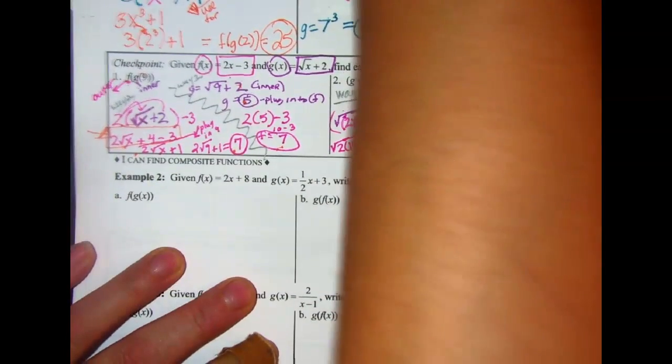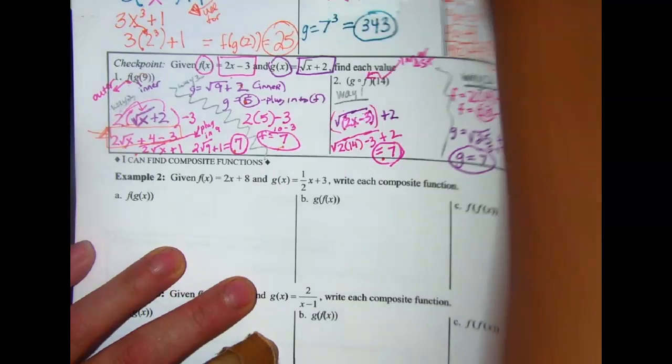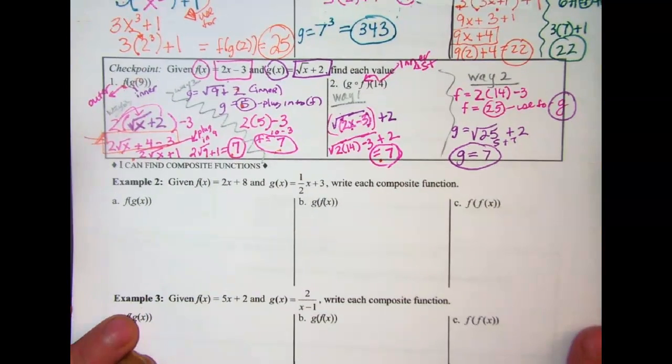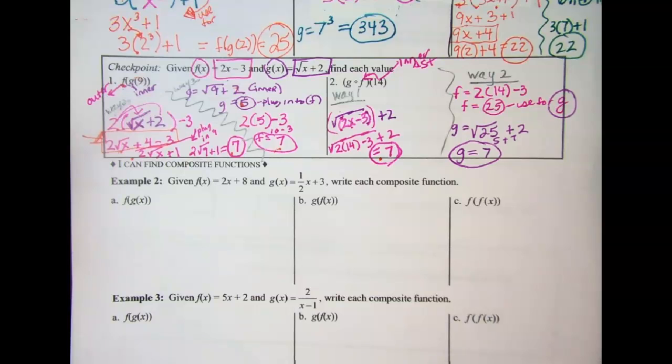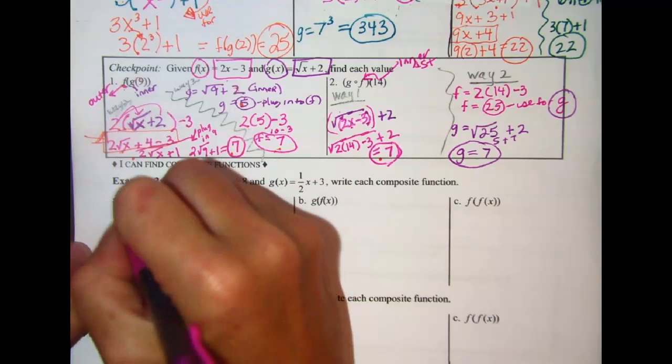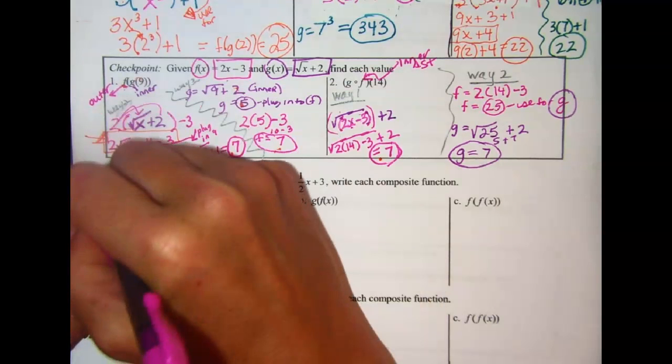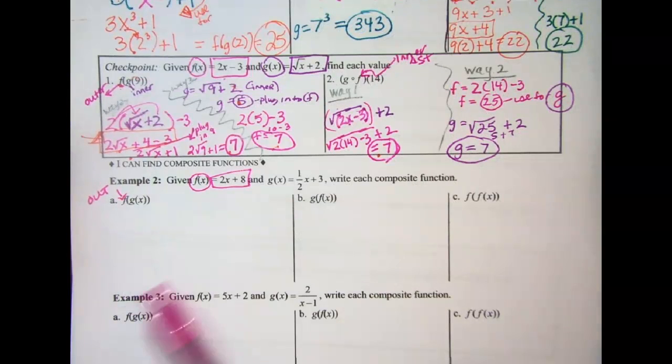So this is more what we were looking at when we were doing 1.2b. When there's really no number, we're just plugging one into the other. So that's the method I showed you on the top part. So let's look at it. I'm going to call f our outer, and g will be our inner.